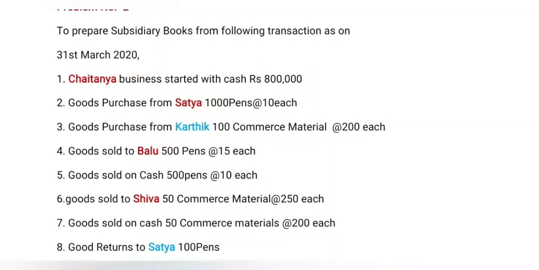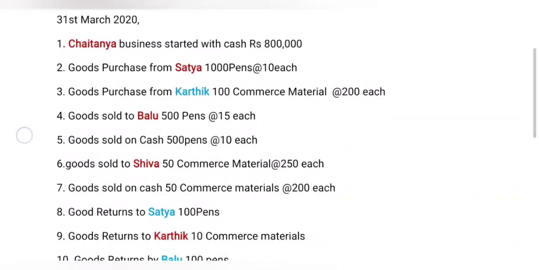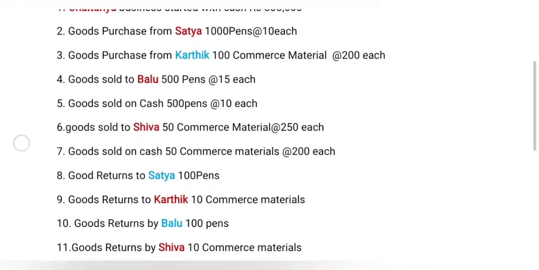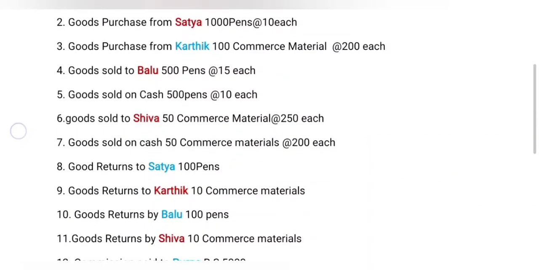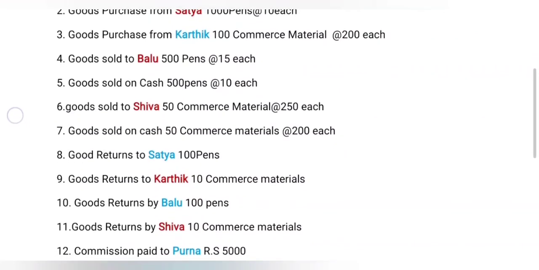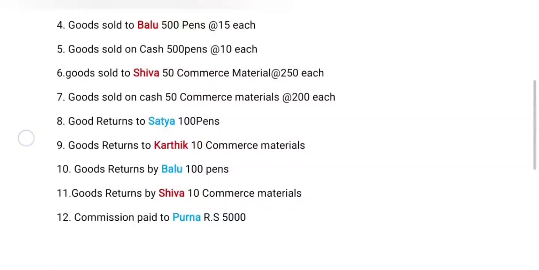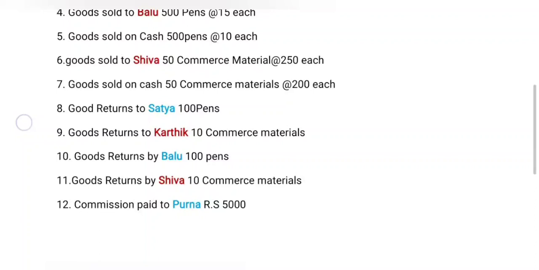Second date, goods purchased from Satya, 1000 pens at the rate of 10 rupees each. Third date, goods purchased from Karthik, 100 commerce materials at the rate of 200 each. Fourth date, goods sold to Balu, 500 pens at the rate of 15 each, and goods sold on cash, 500 pens at 10 each. Then sixth date, goods sold to Shiva, 50 commerce materials at the rate of 250 each, and seventh date, goods sold on cash, 50 commerce materials at the rate of 20 each.